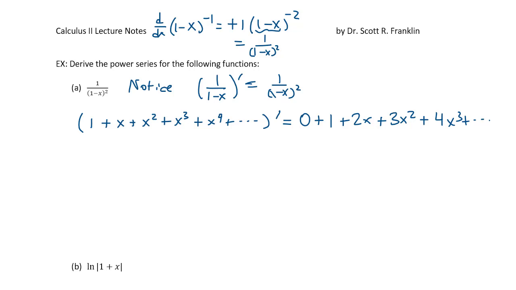Okay? So in summation form, it looks like this. You've got an x going to a higher and higher power, and you've got a number out front which is one more than the power.